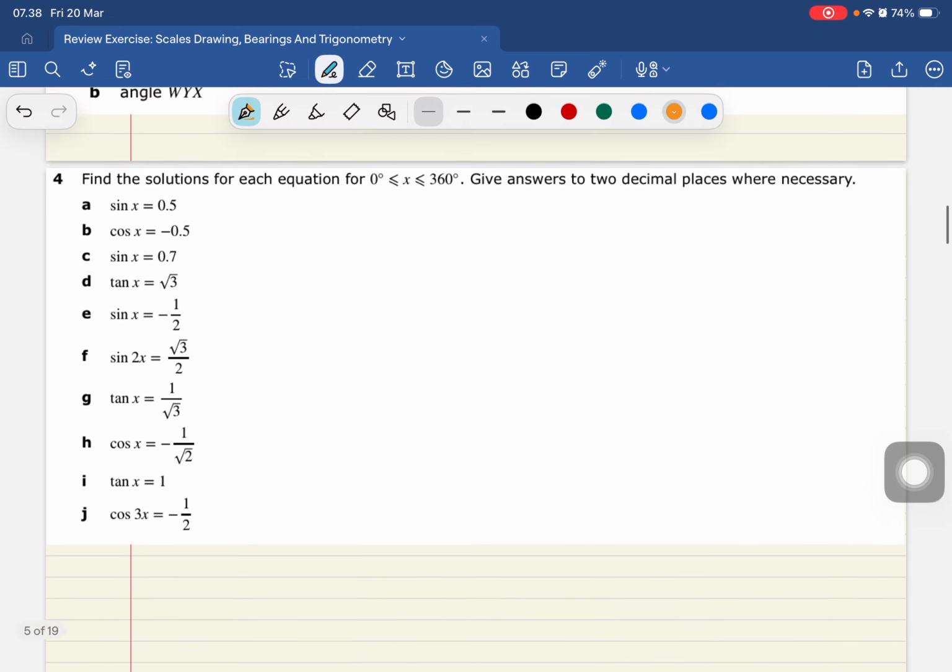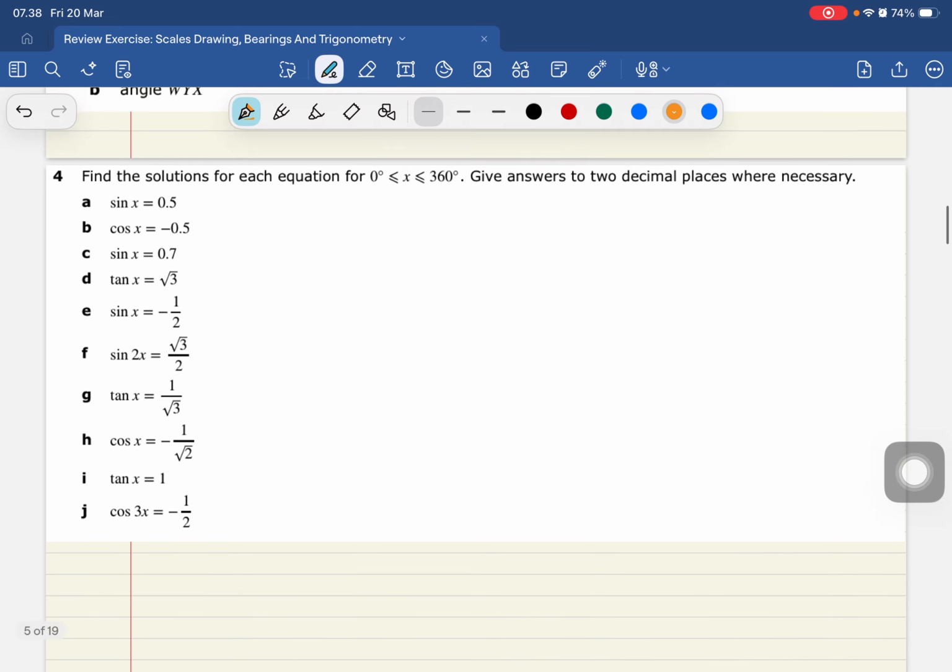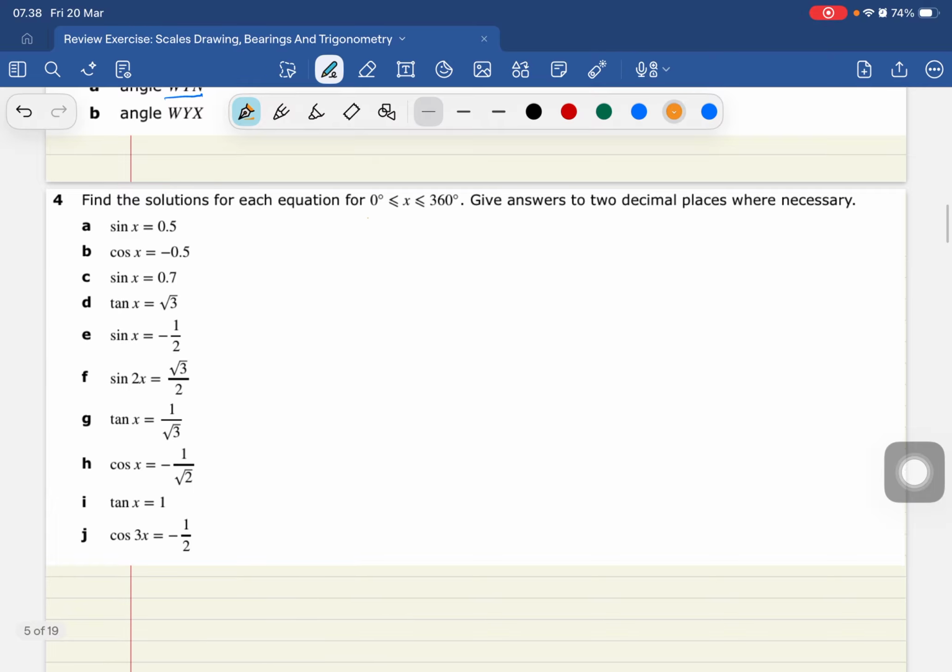Now go to number 4. Find the solution of each equation. Okay, we need a calculator to find it. So you can use a calculator like sin inverse 0.5 equals x. Then you will find the value of x. You will use the calculator with sin, cos and then tan. So we'll start with the sin. So the first x is going to be 30 degrees.